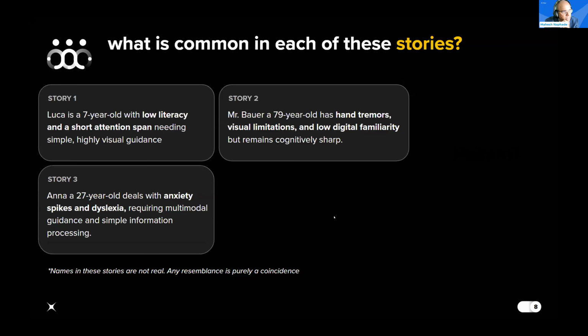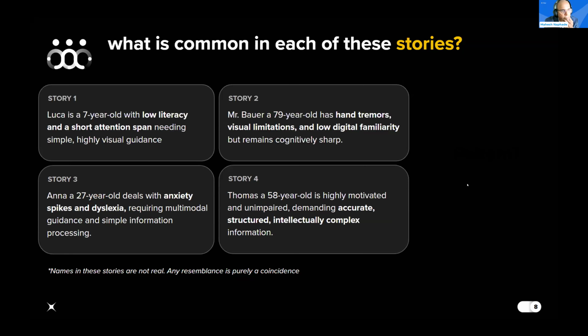Story number three is about Anna, a 27-year-old who deals with anxiety spikes and dyslexia, requiring multimodal guidance and simple information processing. Again, we have seen these cases in our personal lives. I'm sure you will relate to them. Story number four, Thomas, the 58-year-old, highly motivated, no impairments, demands accurate, structured, intellectually complex information. So again, I'm sure this looks very familiar to you. We have encountered them in our families, in the people around us, etc.